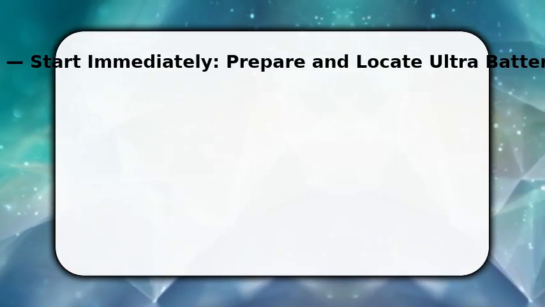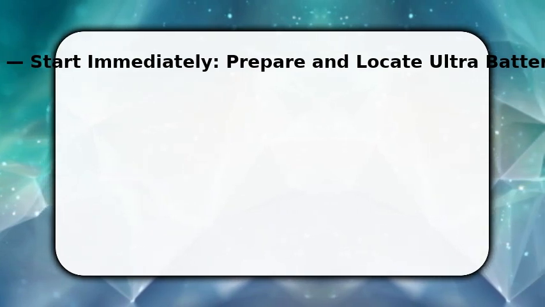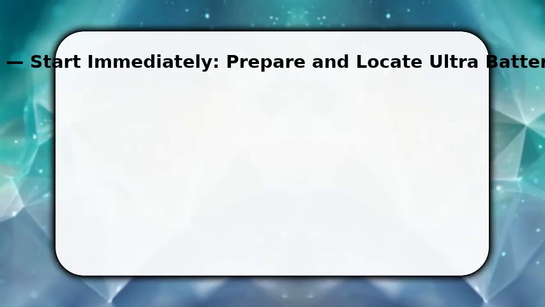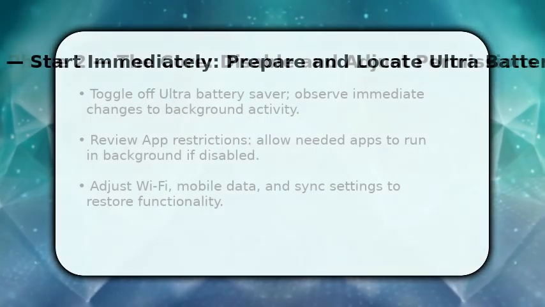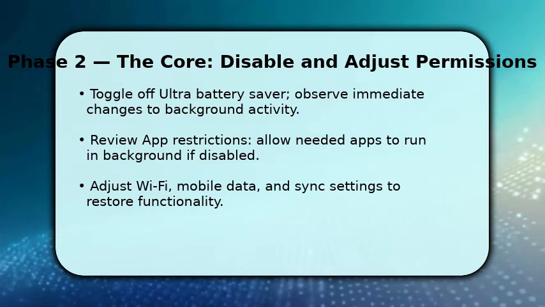Do that now. Once the feature is visible, toggle Ultra Battery Saver off and watch how background activity and connectivity permissions return. That explains why apps resume updates.